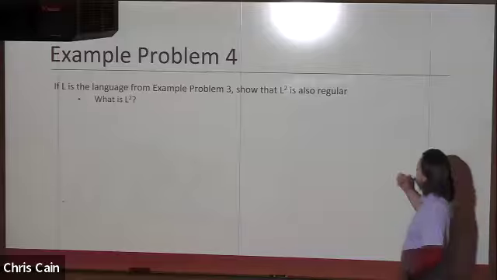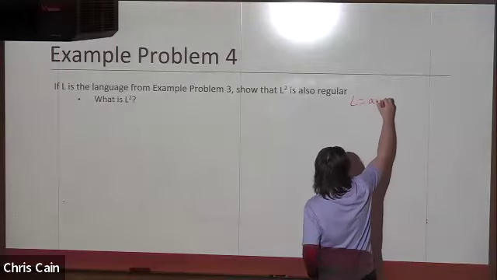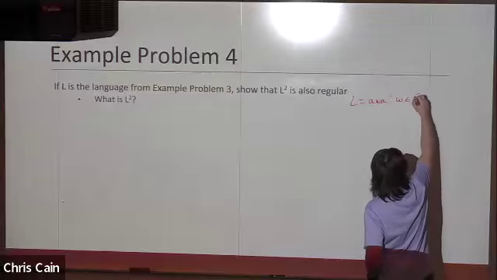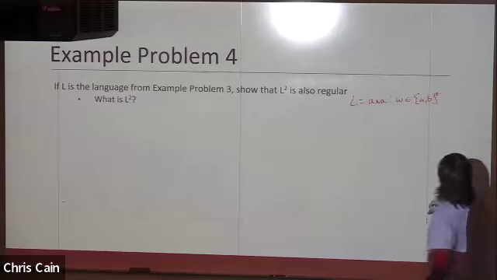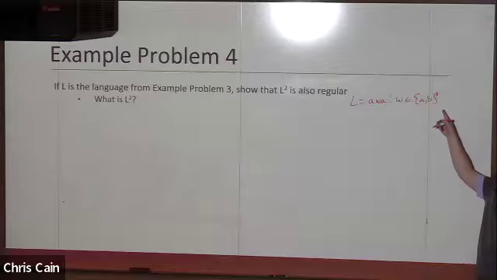So L is that AWA, such that W is in AB star. If we had to do something similar to this, what would L squared be? This is just saying LL, basically. There's a first half and a second half. The first half comes from L, and the second half also comes from L.